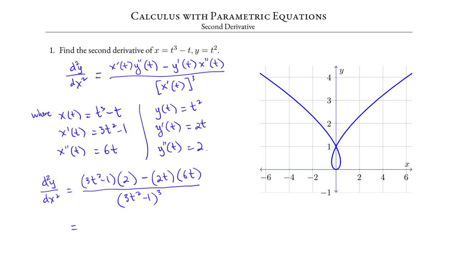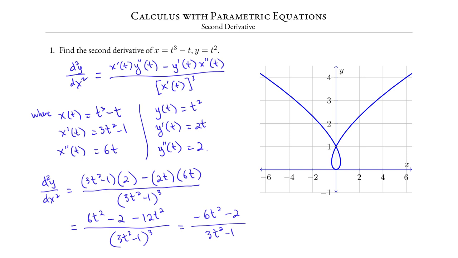Multiply this out to simplify. We have 6t squared minus 2 minus 12t squared over (3t squared minus 1) cubed, or minus 6t squared minus 2 over (3t squared minus 1) cubed. Factor out the negative 2 in the numerator. We have negative 2 times (3t squared plus 1) over (3t squared minus 1) cubed.